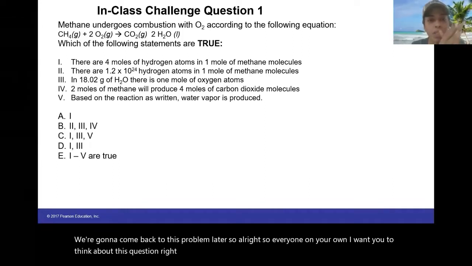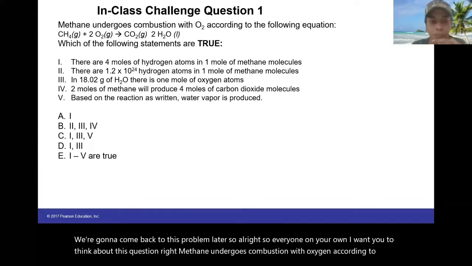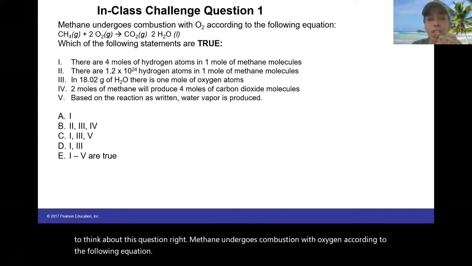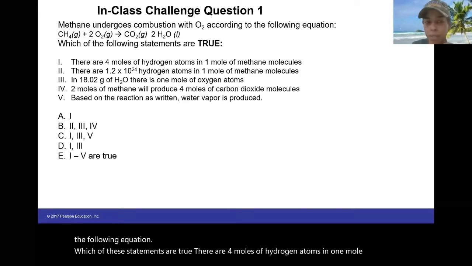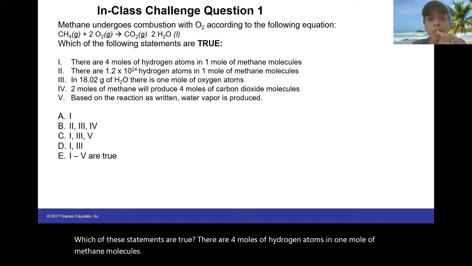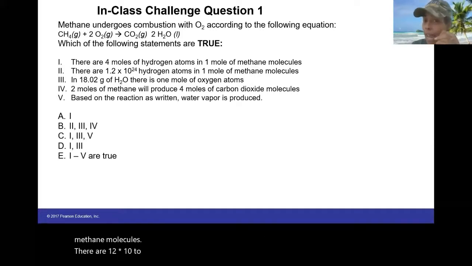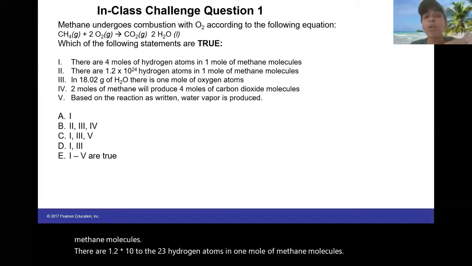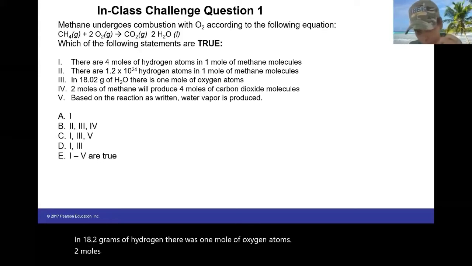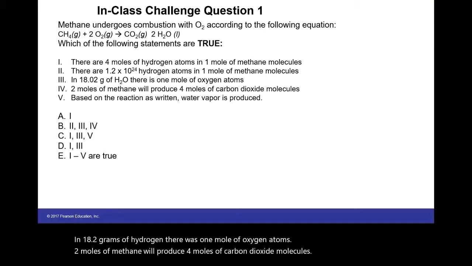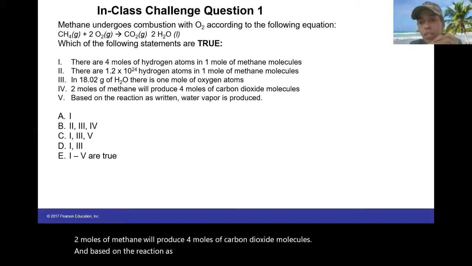Methane undergoes combustion with oxygen according to the following equation. Which of these statements are true? There are 4 moles of hydrogen atoms in 1 mole of methane molecules. There are 1.2 times 10 to the 23 hydrogen atoms in 1 mole of methane molecules. In 18.02 grams of hydrogen, there is 1 mole of oxygen atoms. 2 moles of methane will produce 4 moles of carbon dioxide molecules. And based on the reaction as written, water vapor is produced.